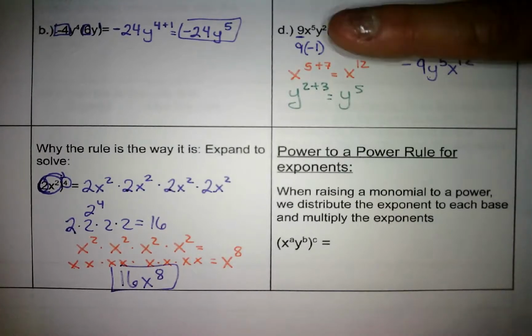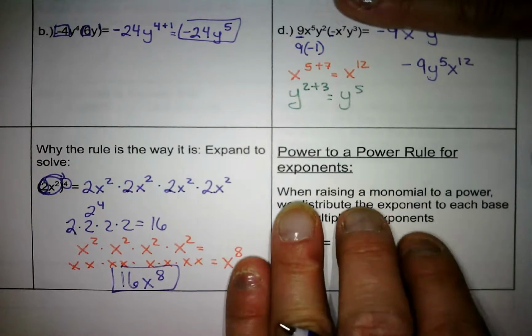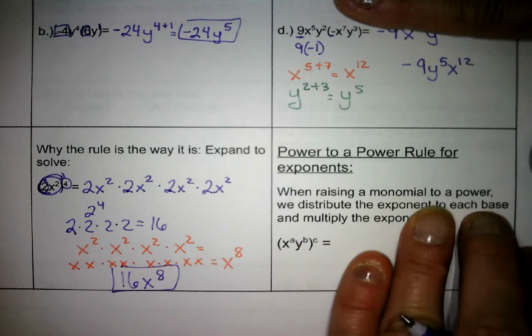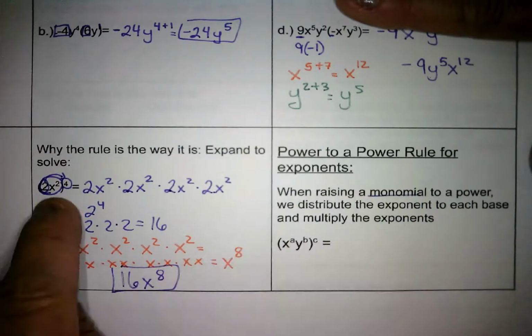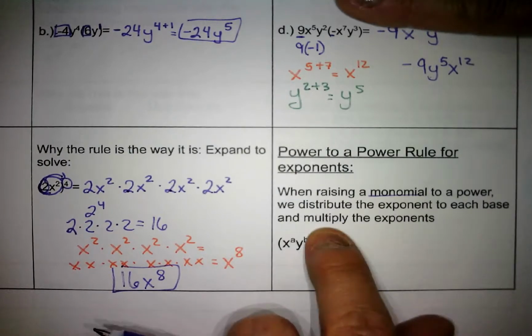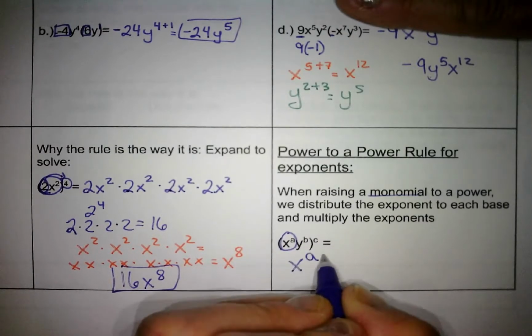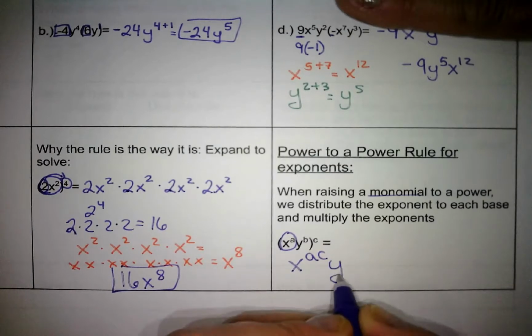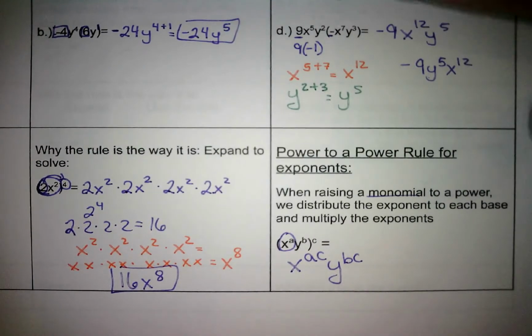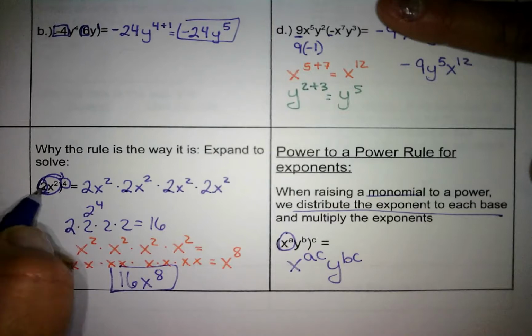So our rule, our shortcut for doing this is the power to a power rule. When raising a monomial to a power, remember monomial means there's no pluses or minuses here. We distribute the exponent to each base and we multiply the exponents. So it's going to be x to the a times b, y to the b times c. So we always multiply those exponents. And remember that we distribute the exponent to each base as well, and that's why we had to raise 2 to the 4th power.